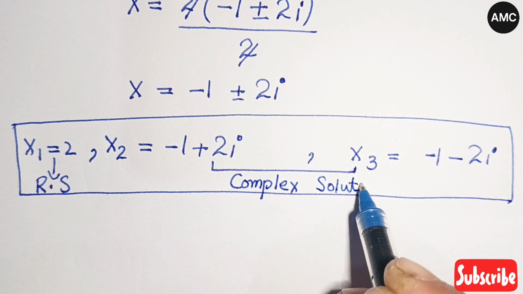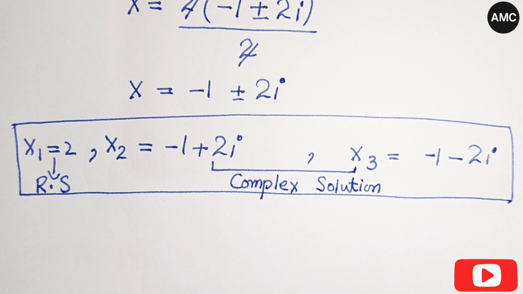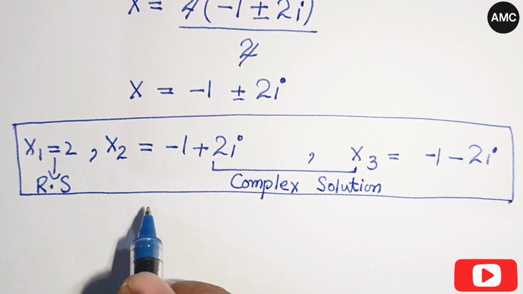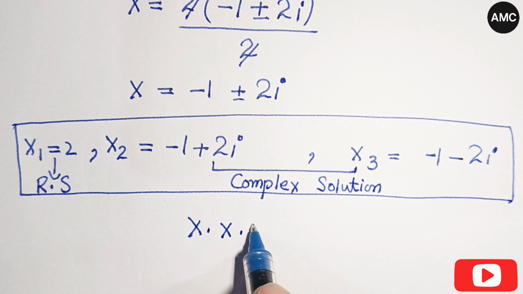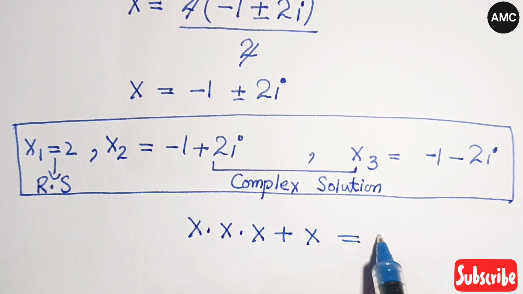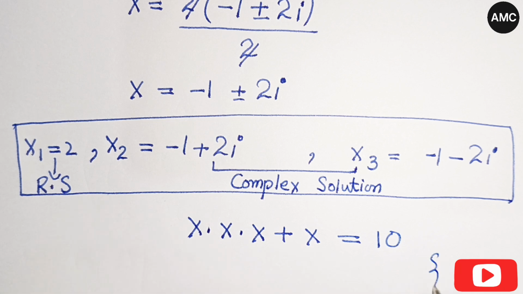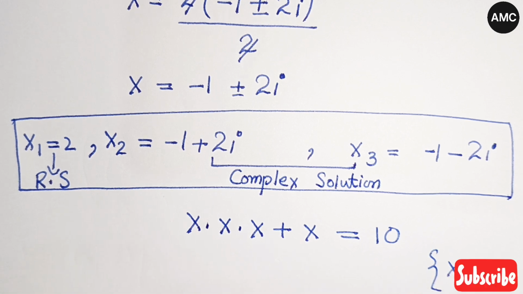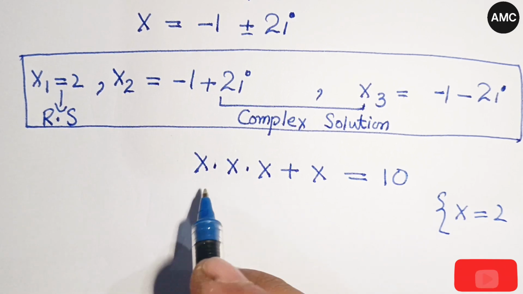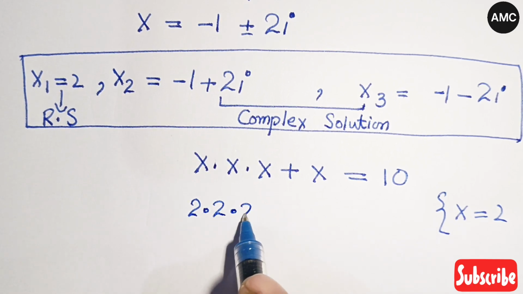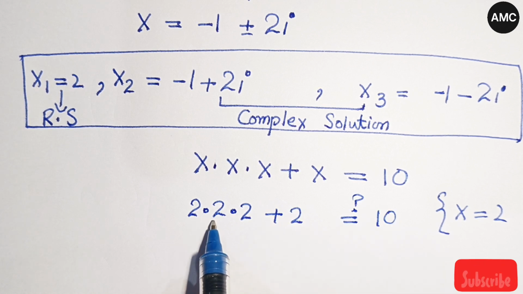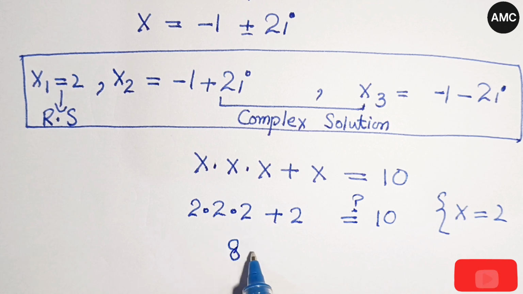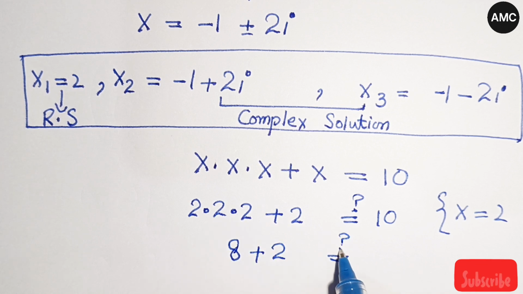So you can also verify this problem by using these values of x. If we just put here the real value of x, then to check our problem, here we have our problem is x times x times x plus x is equal to 10. So if we just put here x is equal to 2, then we can easily verify our problem, that 2 times 2 times 2 plus 2 is it equal to 10. Now 2 times 2 is 4 times 2 is 8 plus 2 is it equal to 10.